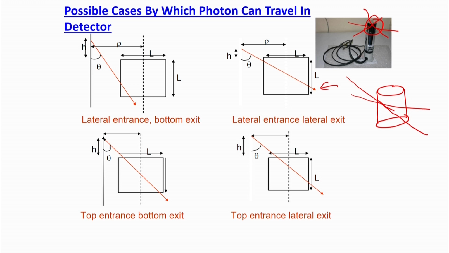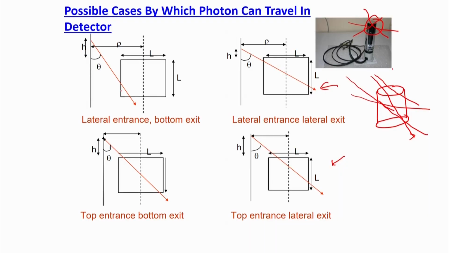And it can enter from the top wall and go out like this. This is the possibility number 4, that it is entering from this place and passing through this. So, these are the 4 possibilities for how the incident photons are going to penetrate or pass through the detector crystal.